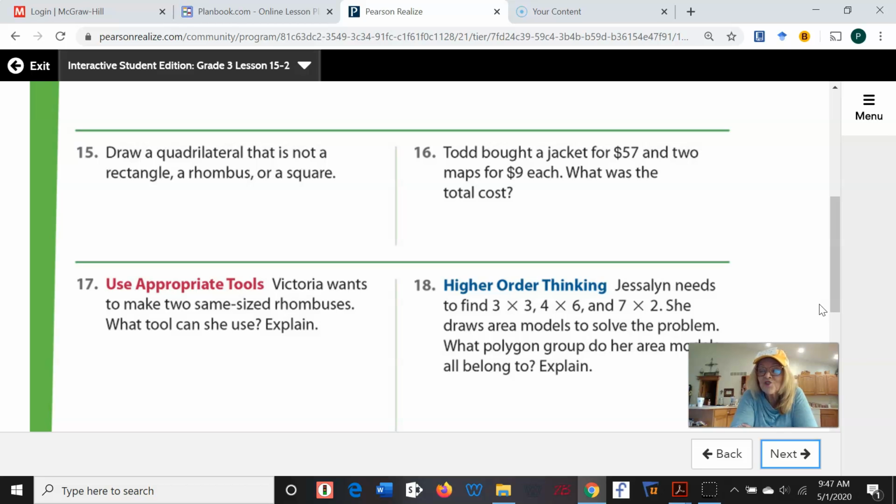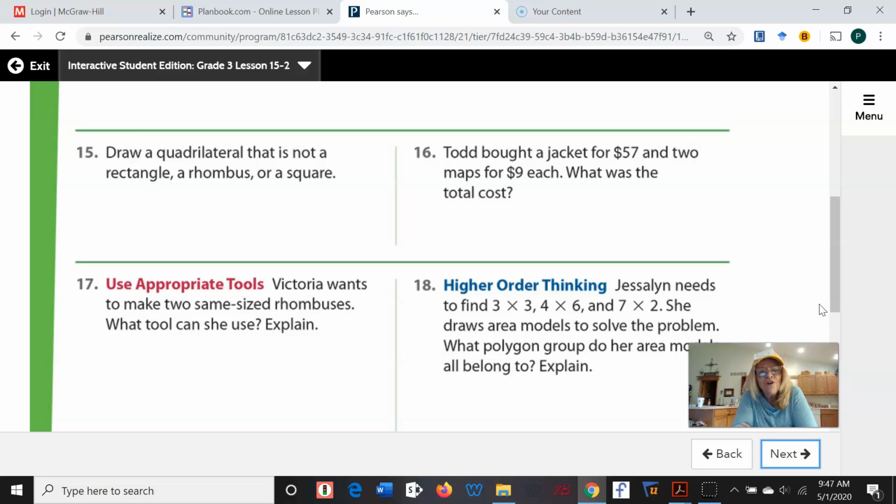Okay, let's go on to that square. And I'm not going to talk about the square. I want you to think about the square and everything that you know. So when you draw a shape, it can't be the rectangle, it can't be a rhombus, and it can't be a square. So what other shape could it be?